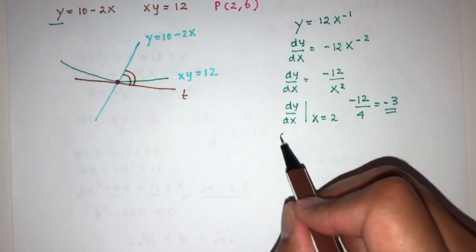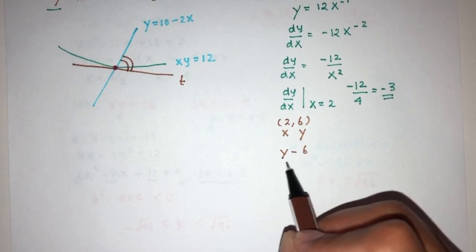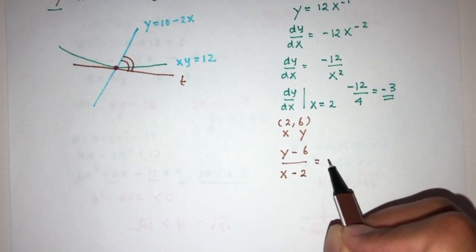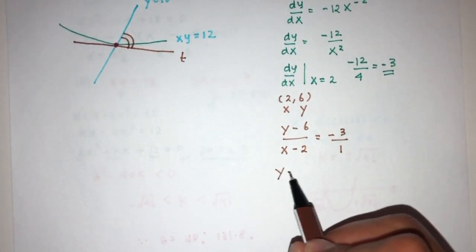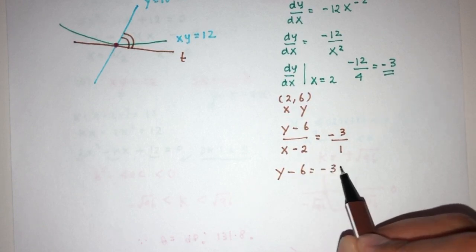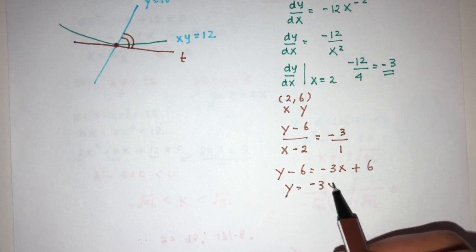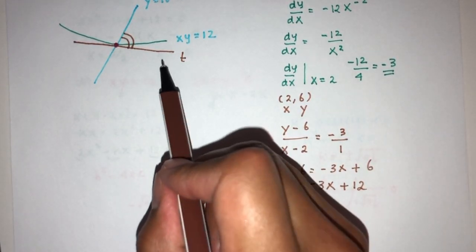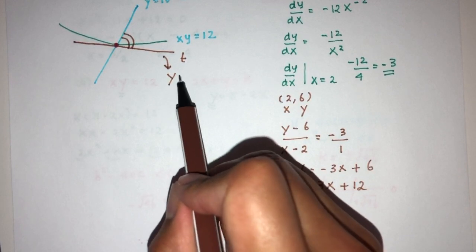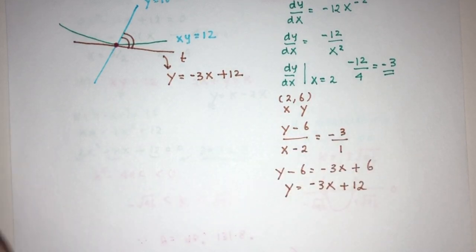Okay, great. So now we have the gradient of the tangent, we can find the equation. The passing point is x and y, so (y minus 6) over (x minus 2) has to be minus 3 over 1. Now we can just cross multiply. You will have y minus 6 is equal to minus 3x plus 6. So y will be minus 3x plus 12 for the equation of the tangent. So now we have this equation as well: y equal to minus 3x plus 12. This will be the equation of the tangent.